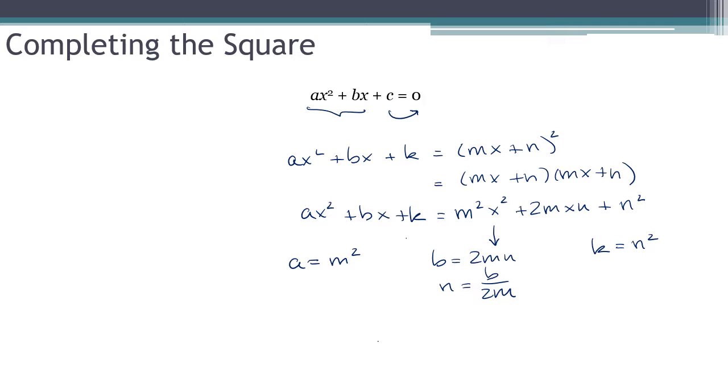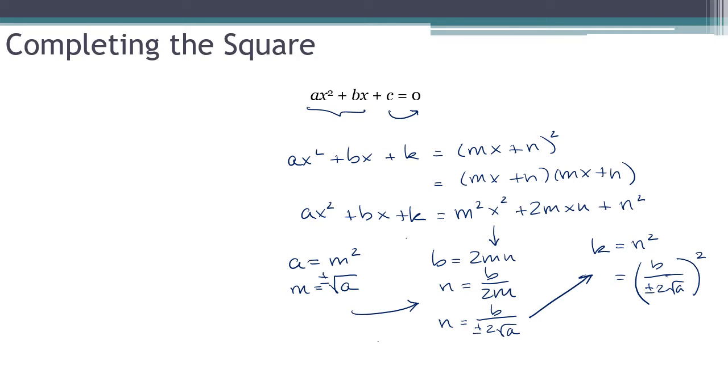All right, look, come over to the first equation. Take the square root of both sides of this. m is equal to the square root of a. I know, plus or minus. Oh, okay, let's put the plus or minus. It's not going to matter in the end, but hold on to that. Now I'm going to put that into here. n is b over plus or minus twice the square root of a. That's what I needed. Put that into here. k is equal to b over plus or minus 2 times the square root of a, squared. Now you see why I didn't care about that plus or minus?